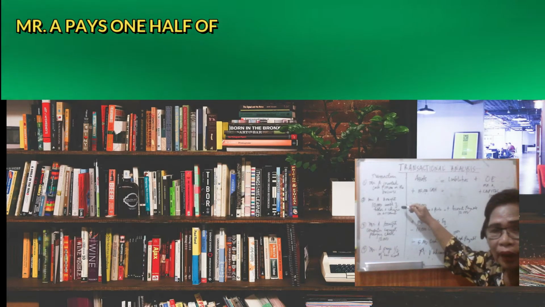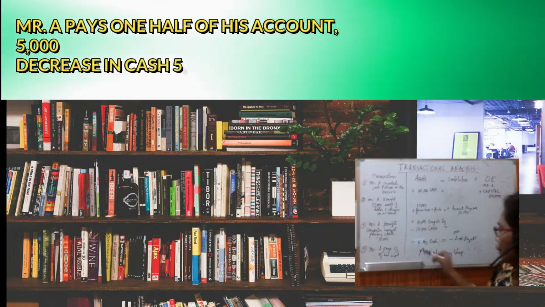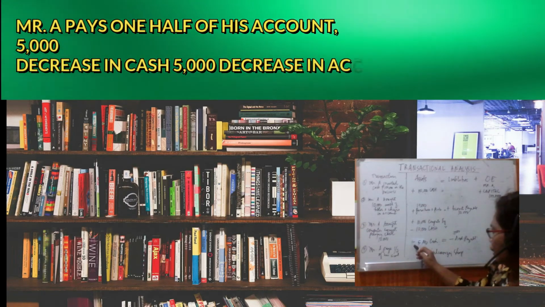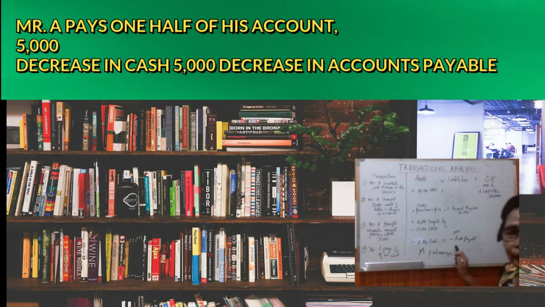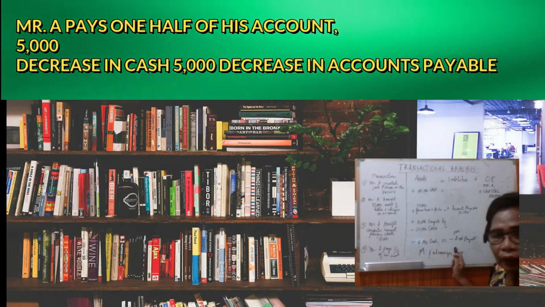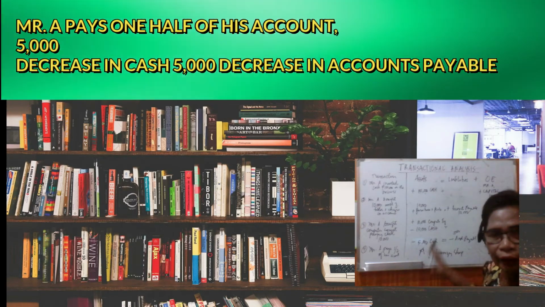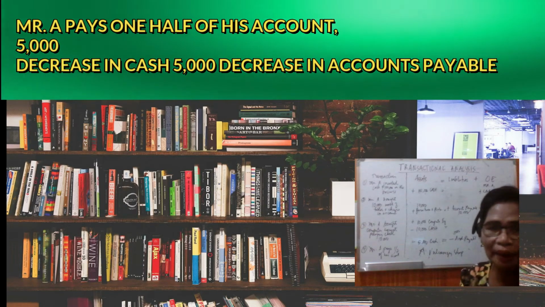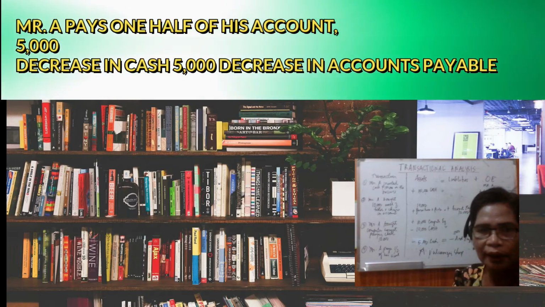So he desires to pay one half of that account. So there is a decrease of cash, 5,000 on the left side, and a corresponding decrease of 5,000 also for the accounts payable. Okay? If you have any question on the fourth transaction, you may write down in the comment section. And if you want a longer explanation, I will be glad to answer you.